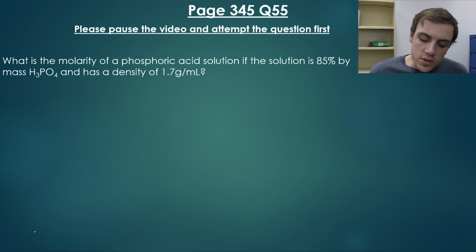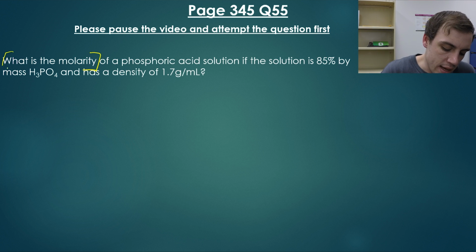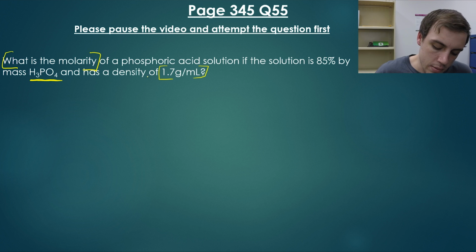Okay, let us now move on to question 55, page 345. The question states, what is the molarity, so I'm going to put my square brackets around that, of a phosphoric acid solution if the solution is 85% by mass H3PO4. So that's phosphoric acid. And it has a density of 1.7 grams per mil.